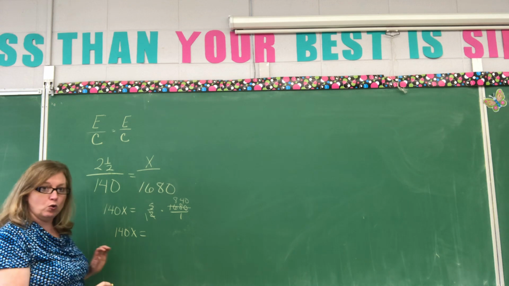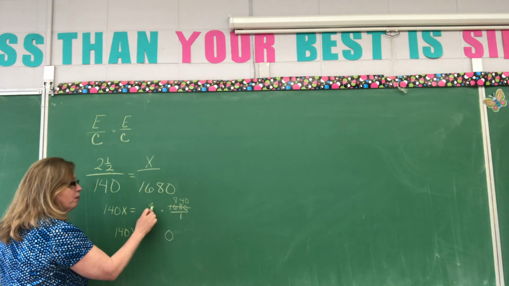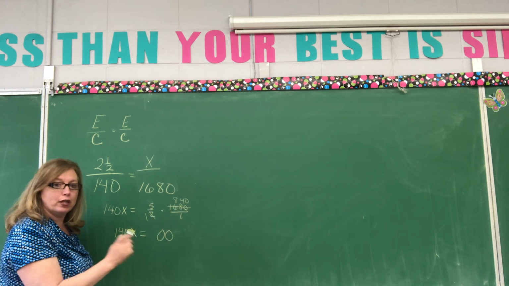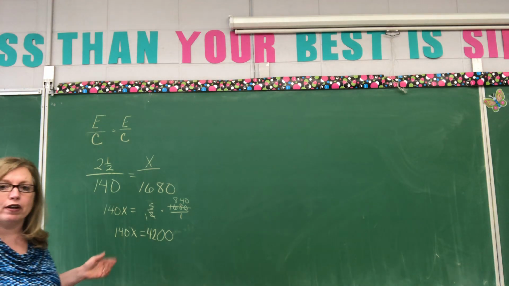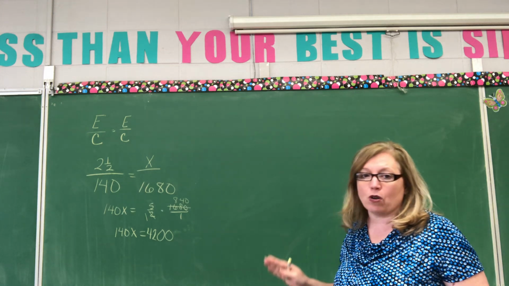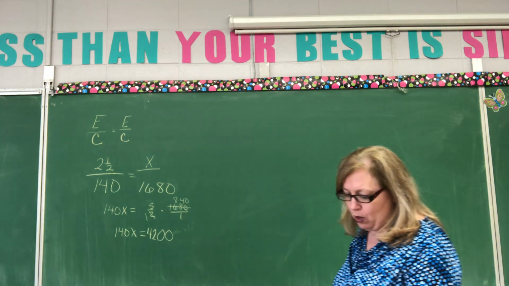So now I have 140x equals, but now I need to multiply. 5 times 0 is 0. 5 times 4 is 20. 5 times 8 is 40 plus 2 is 42. So I have 140x equals 4,200.